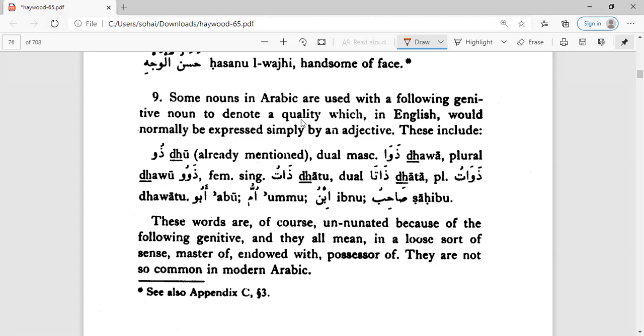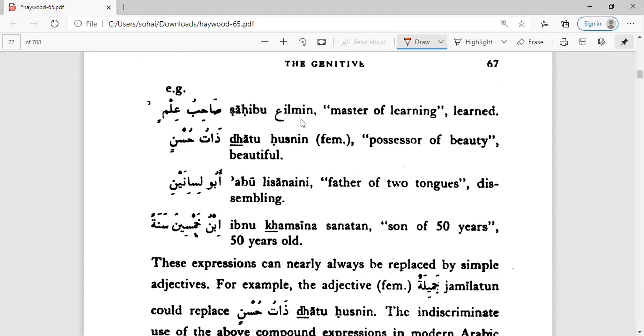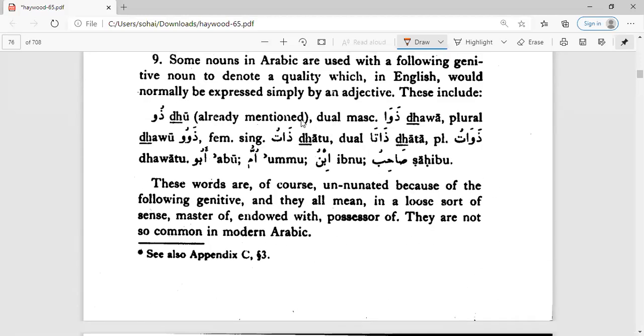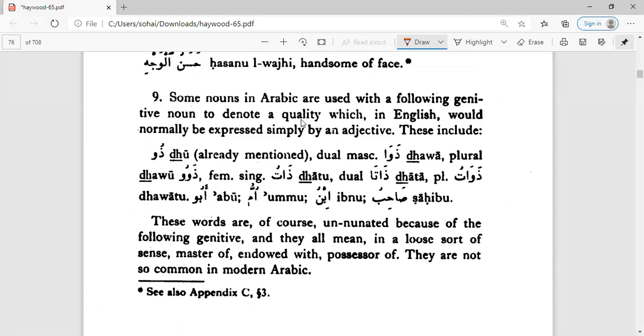Okay, so here I'm just telling you this. There are some words in Arabic which come as mudaf to express a quality. For example, zu, which we covered before. Zu malin means possessor of wealth. Similarly, what's the feminine of zu? It's zatu. Zatu, when it's mudaf and nominative.